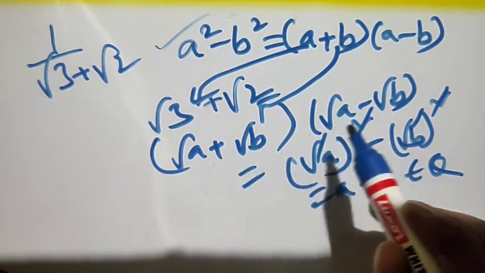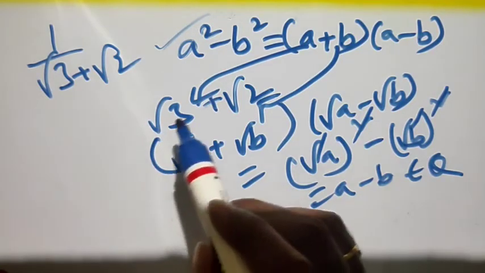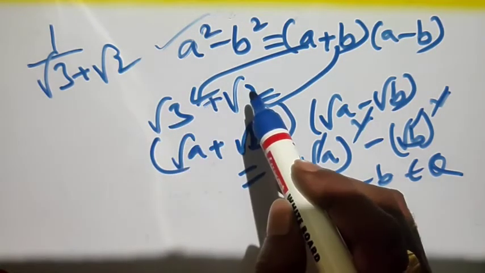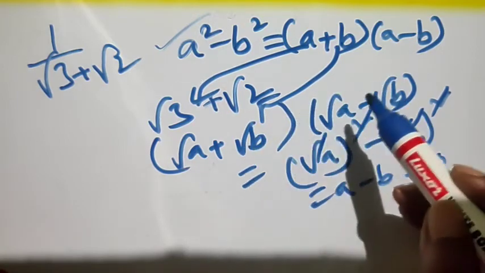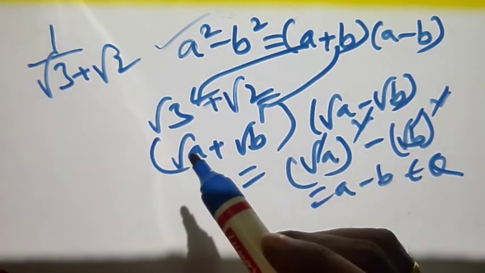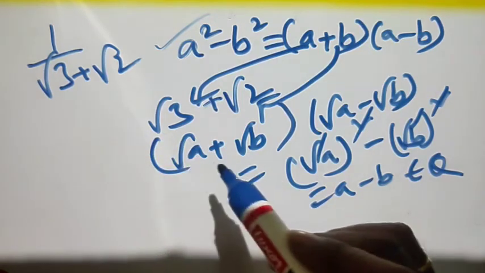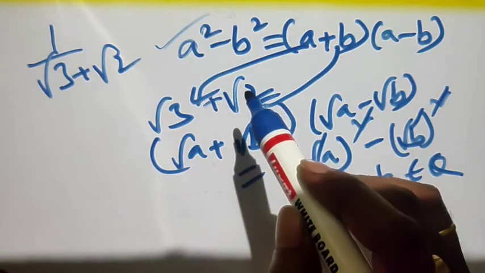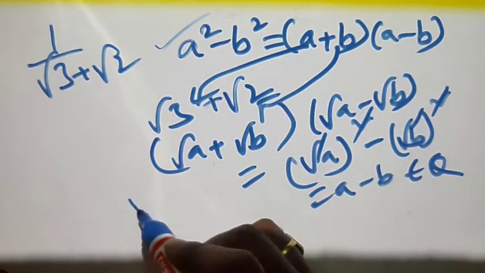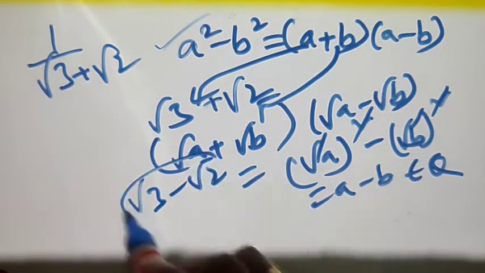So each factor is called the RF of the other. Similarly, here, what is the RF of root 3 plus root 2? Just a change in sign: root 3 minus root 2. So now we must multiply the denominator by root 3 minus root 2, since the RF of root 3 plus root 2 is root 3 minus root 2. Is it clear?